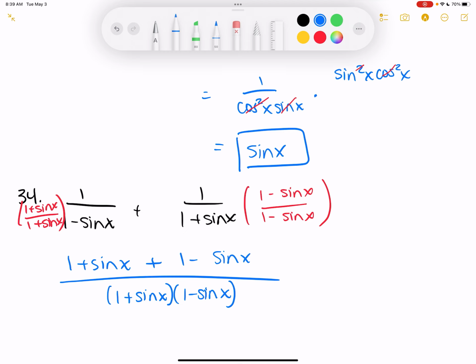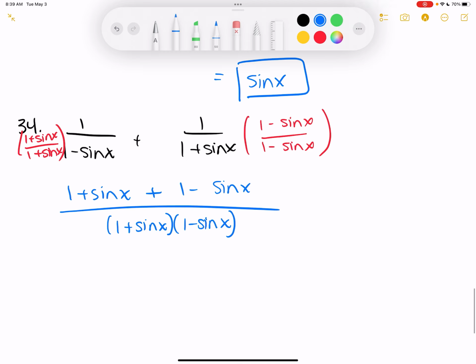Now what? You FOIL the bottom. But it's a special type, so what is it? 1 minus sine squared x. And what do I have on top? You just add them. The sines cancel, the ones give 2. And then what is 1 minus sine squared of x?